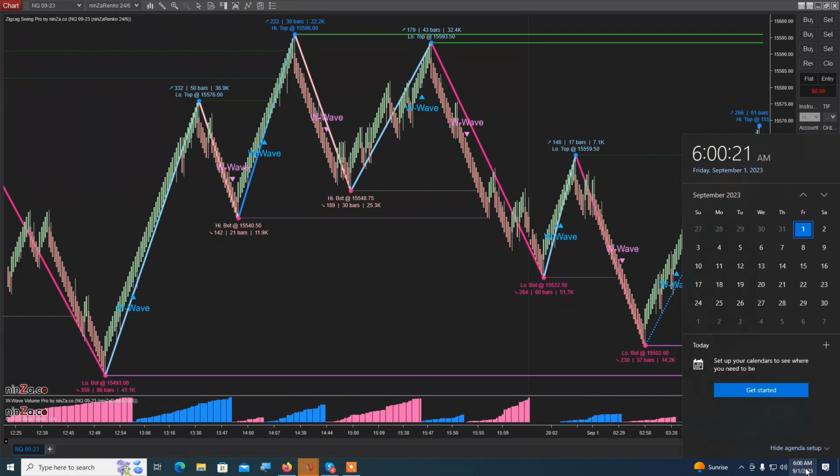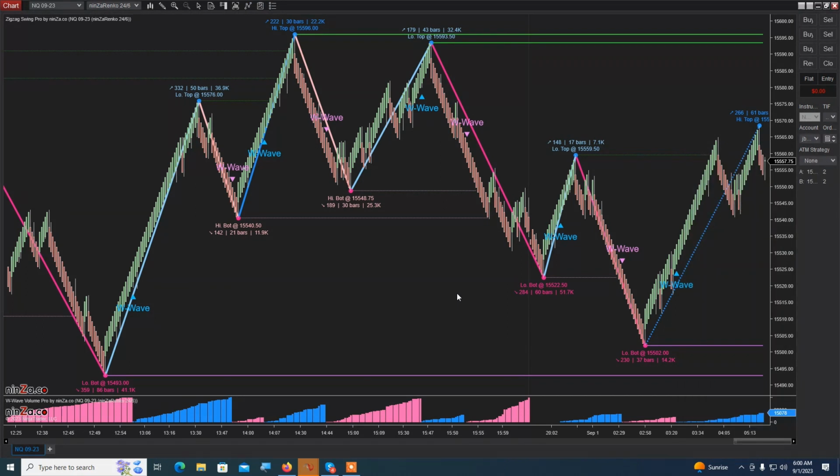All right, so Friday morning. Today I'm going to be trading using the setup of Zigzag Swing Pro and the W-Wave Volume. Now I know that there is a way of trading it with trend lines. Here is my issue with trend lines.